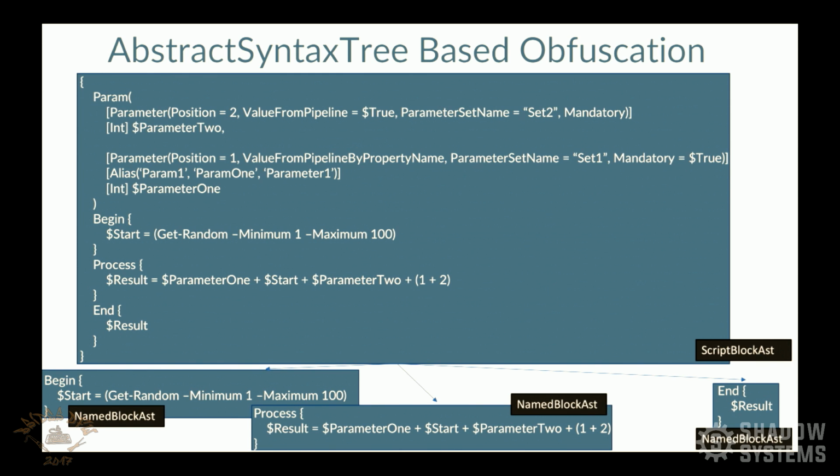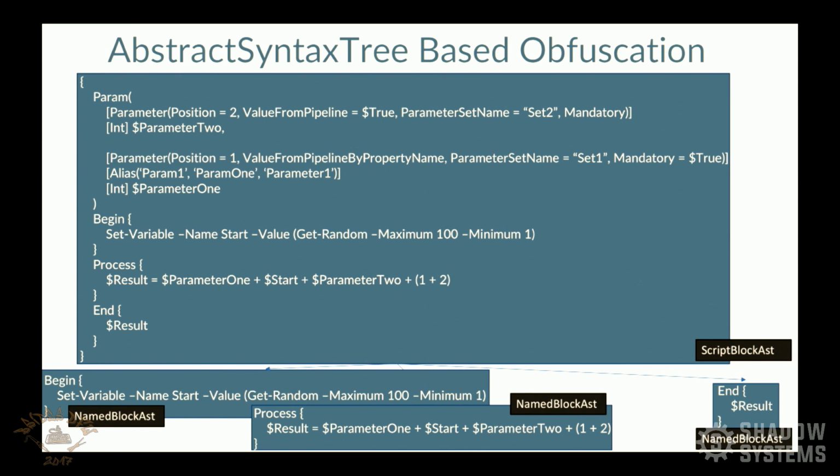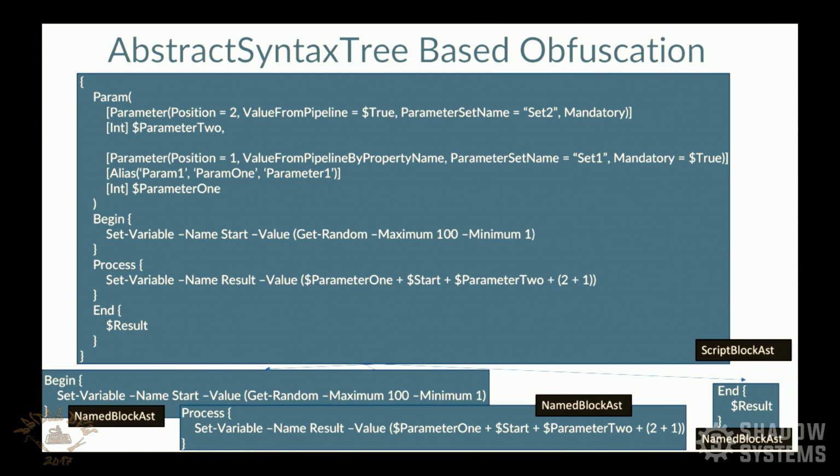And in that get random call, we can specify the minimum and maximum in any order we want. Named parameters can be placed in any order. So we'll do both of those things, set variable, and then we'll switch minimum and maximum, and then move on to the next node, the process block, where we can do something very similar to the result variable. We'll use set variable. And then at the very end of that one, you can see there's a numeric expression, 1 plus 2. Turns out the addition operator in numeric expressions is commutative, so we can switch around the 1 and 2. So we have set variable, and we switched 1 plus 2 to 2 plus 1.